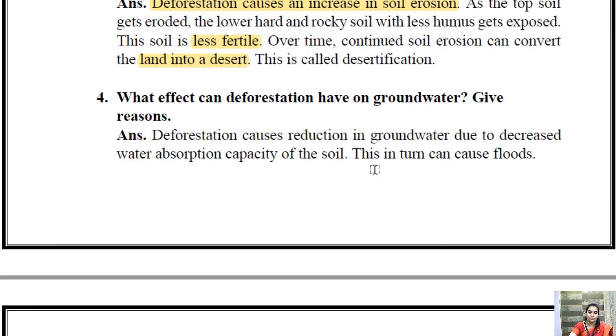Moving to question number 4. What effect can deforestation have on groundwater? Give reason. So again, the same thing.